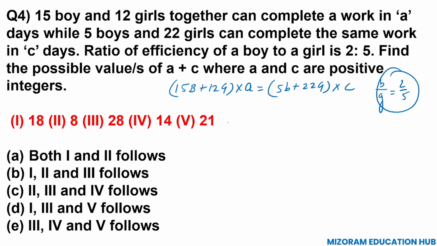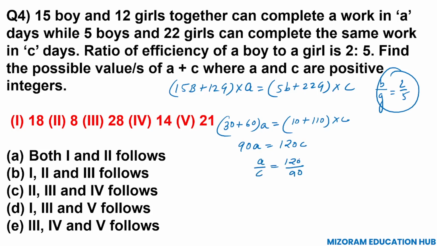So 15 B's are 15 into 2, 30, plus 12 into G, 12 fives are 60. A into 90 equals 5 into B, which is 10, plus 22 into G, 22 fives are 110, so 120 into C. Dividing, A by C gives 4 by 3. Now 4 by 3 can be solved using the variable method, 4x and 3x, or the unitary method.